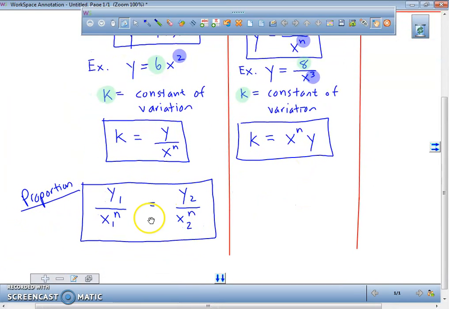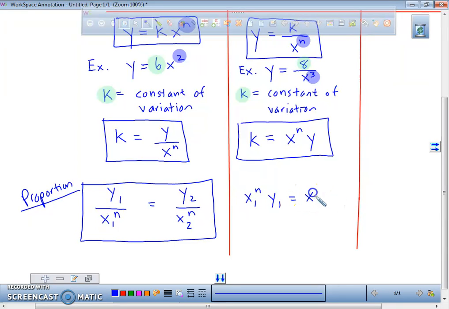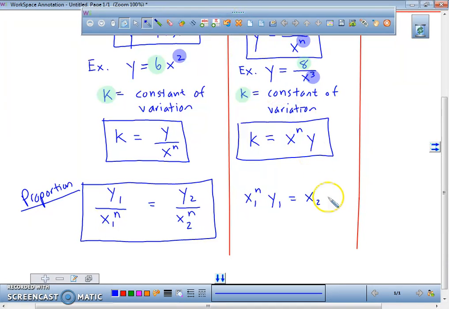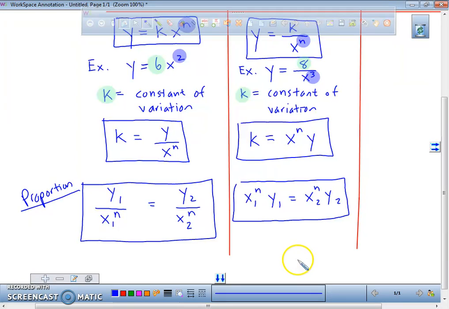Just like I had an equation right here, I'm going to set up an equation over here. If you have multiple x variables and y variables in a problem and you know it's inverse variation, here's what I want you to do. x1 to the power of n times y1 will equal x2 to the power of n times y2. This is how you would set up equations dealing with inverse variation. Not direct variation, but inverse. This is an inverse relationship.